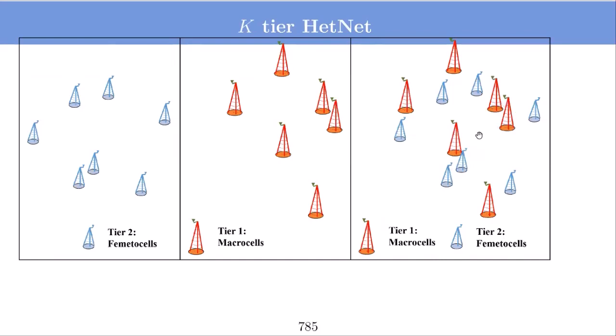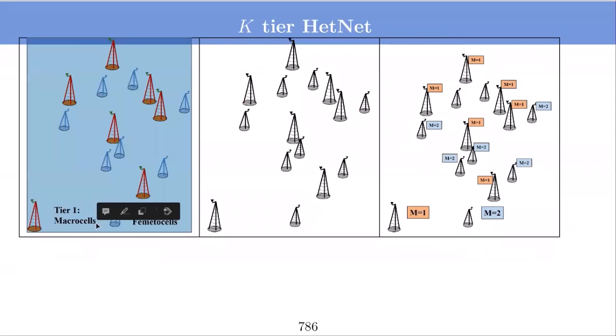If it is red, then it is a macro base station. If it is blue, then it's a femto base station. But the whole thing is a point process with density lambda 1 plus lambda 2. Similarly, if I have a superposition of base stations and I don't have any marks, then they just look like a set of base stations. But if I have marks, then I can distinguish between the two tiers.